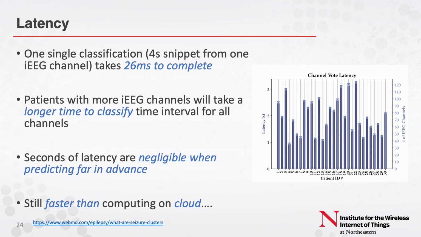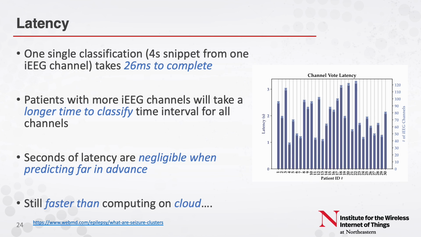Next, we will discuss the latency of our system. And here on the right, we've actually plotted the latency for doing a single channel vote for each patient. And as we've said before, to do a single channel vote, this is the time it takes for the classifier to run through all N channels, which will vary linearly depending on the number of EEG channels that a patient has. And to do a single channel classification takes about 26 milliseconds for the FPGA to complete. And at the most, for the patient with the largest number of EEG channels, this takes about 3 seconds. And this is negligible when predicting up to an hour in advance. 3 seconds is no time at all.